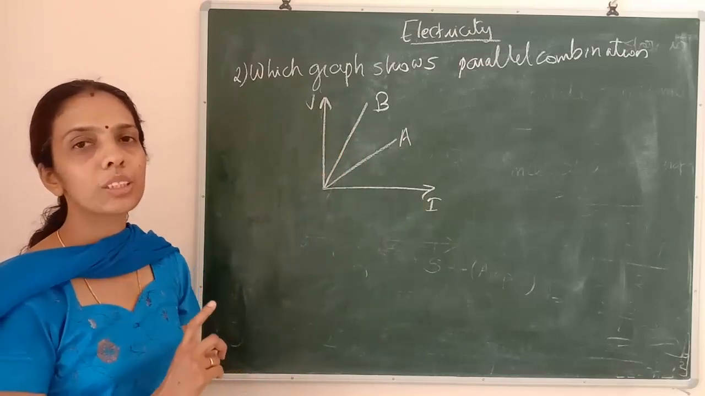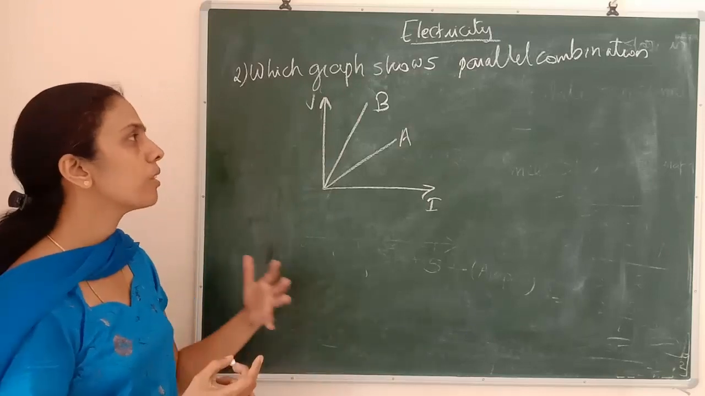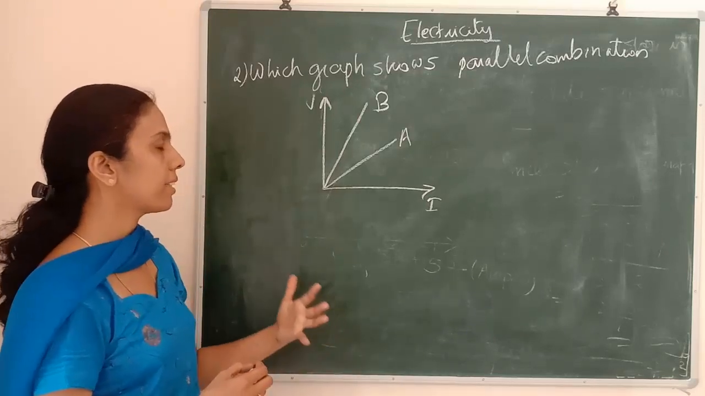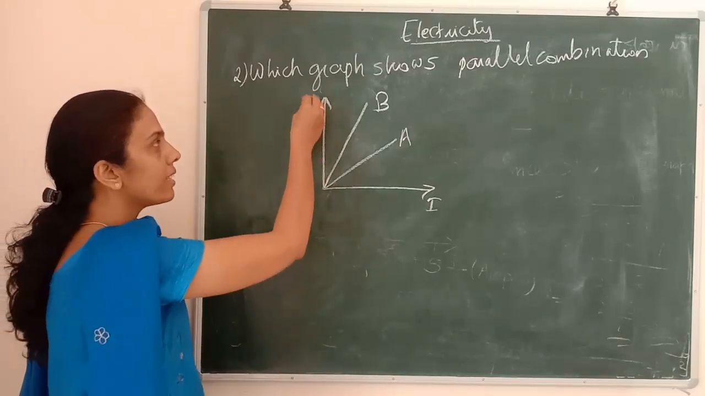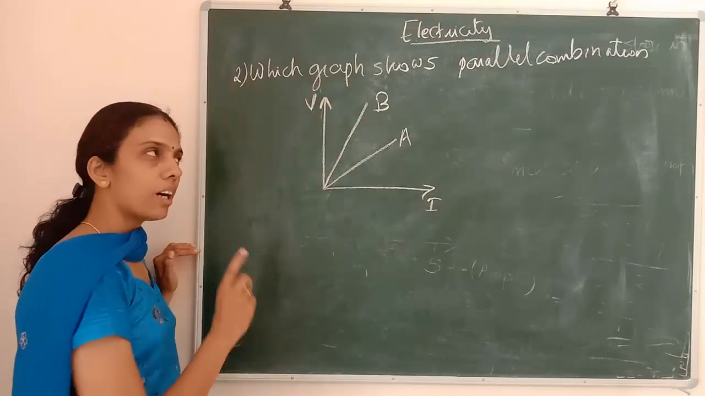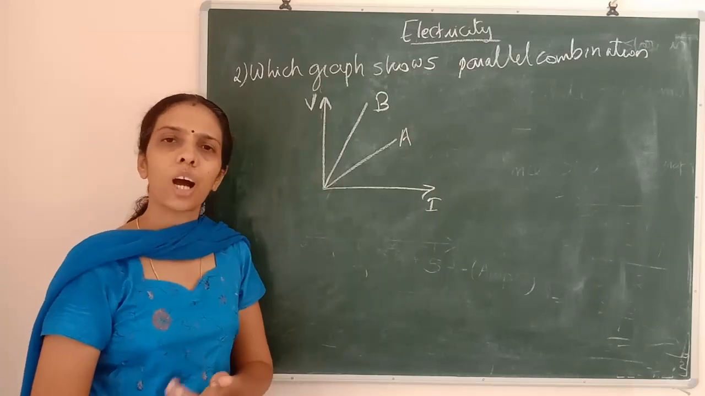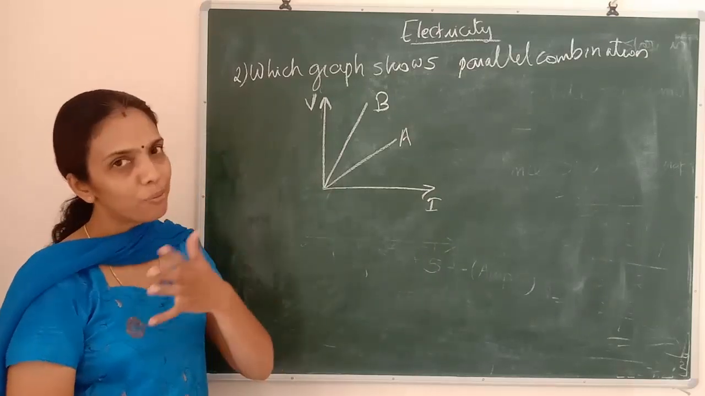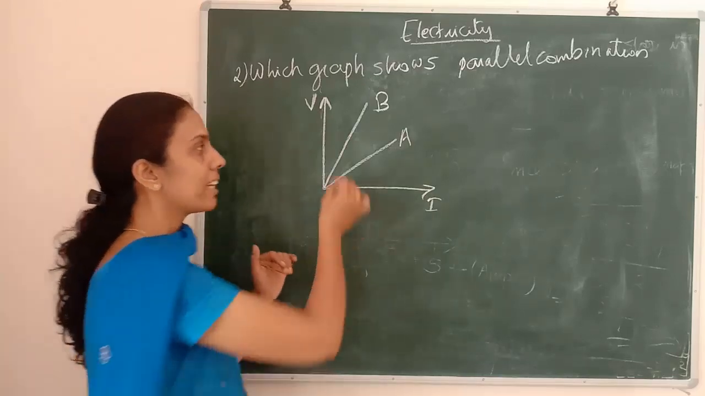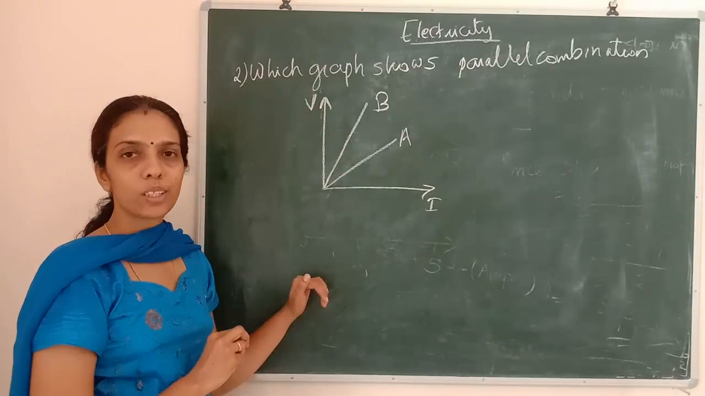So one shows the series combination and another one shows the parallel combination. How will you find out the series and parallel combinations? See, here it is V and this is I. So it's a VI graph, and parallel and series combinations, how they are connected with the resistance. From the VI graph we can find out the resistance. How can we find out the resistance?